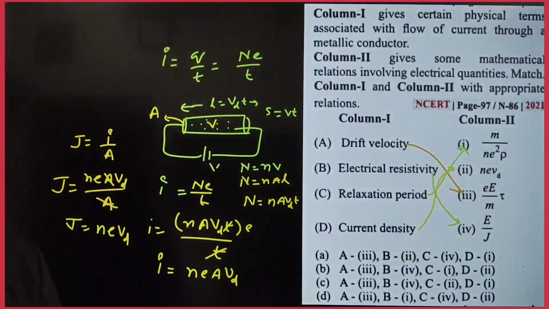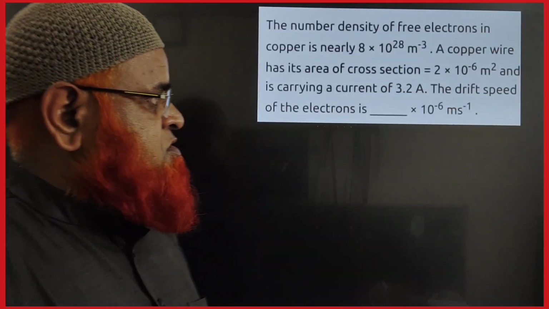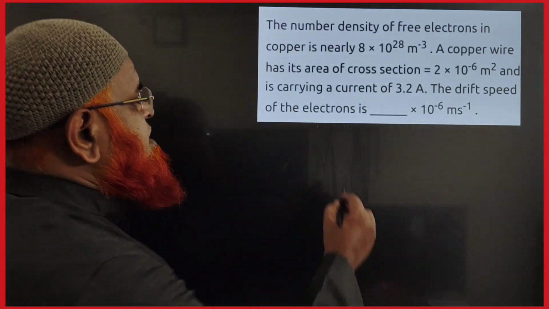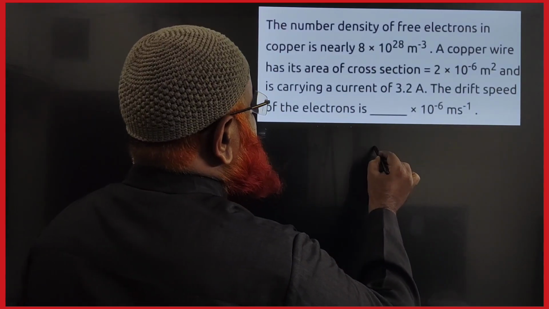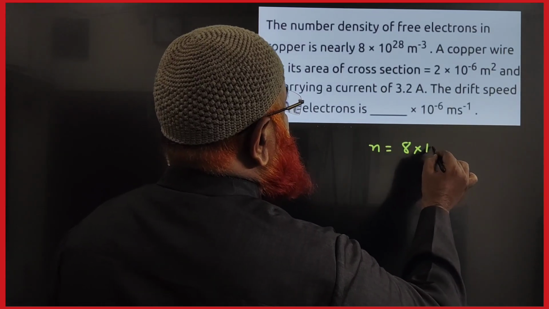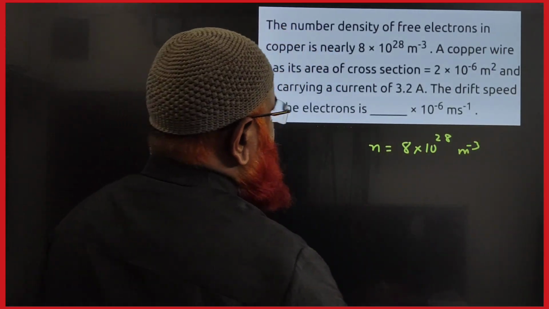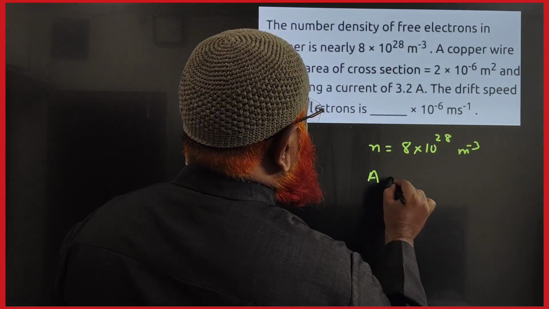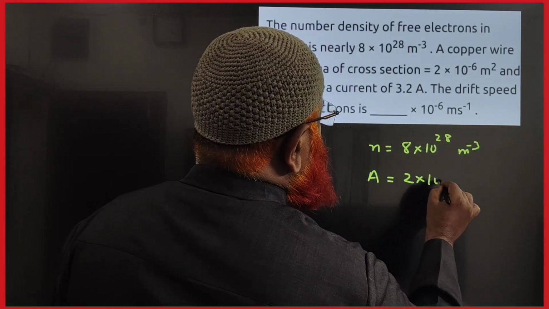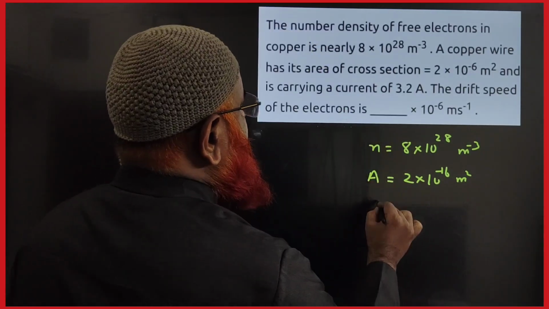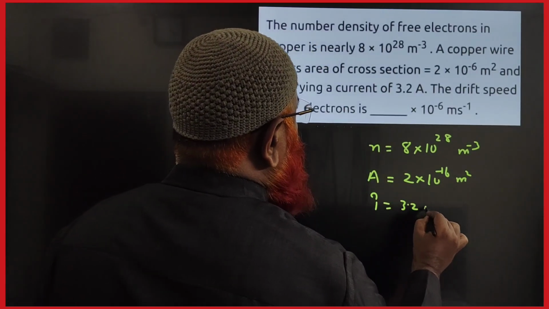Thank you very much. Now this is a previous year question. The number density of free electrons in a copper wire is given here. Number density means N is equal to 8 into 10 power 28 per meter cube. This is said to be N value. Area of cross section is 2 into 10 power minus 16 meter square. The current carrying I is going to be 3.2 amperes.